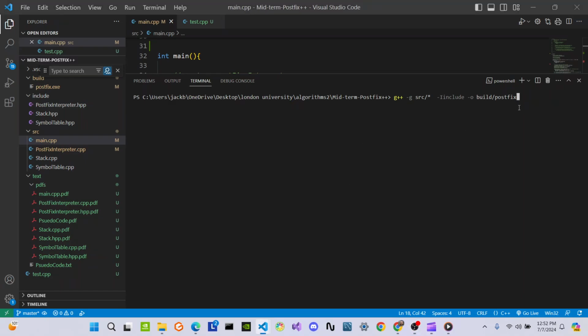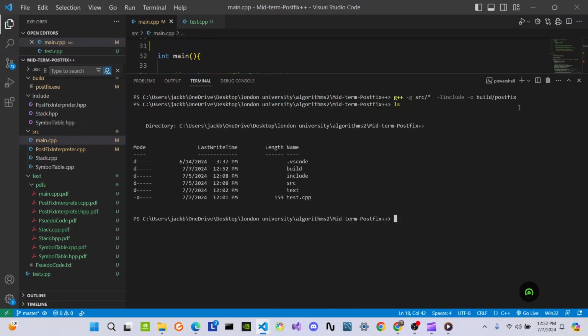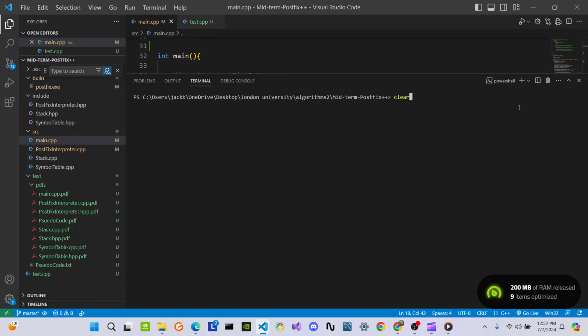All right, this is my postfix calculator application. We're going to build it. Just going to show where we are before we run it.